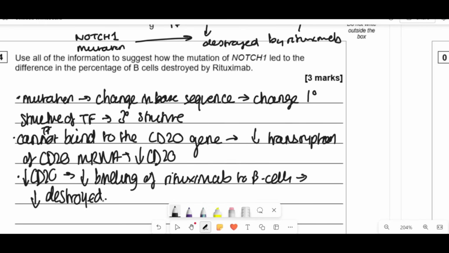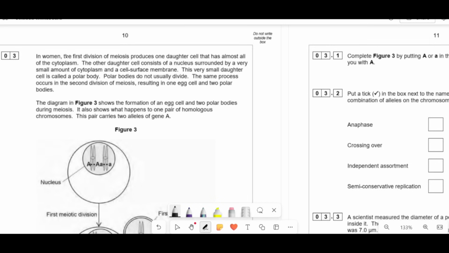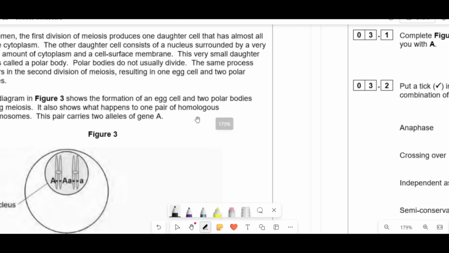There you go. So in women, the first division of meiosis produces one daughter cell that has almost all of the cytoplasm. The other daughter cell consists of a nucleus surrounded by a very small amount of cytoplasm and a cell surface membrane. This very small daughter cell is called a polar body. Polar bodies do not usually divide. The same process occurs within the second division of meiosis, resulting in one egg cell and 2 polar bodies. The diagram shows the formation of an egg cell and 2 polar bodies during meiosis, and it also shows what happens to one pair of homologous chromosomes. This pair carries 2 alleles of gene A.